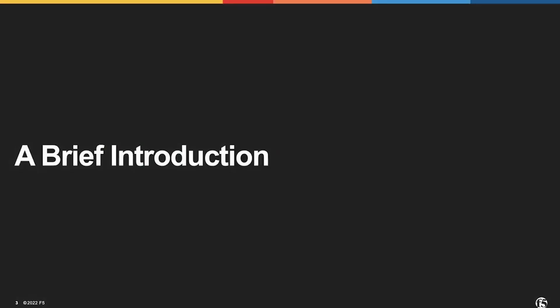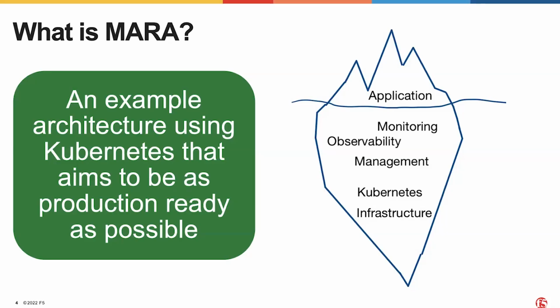To start with, let's go through a brief introduction of what Mara is. So what is Mara? The answer we like to give is that it's an example architecture using Kubernetes that aims to be as production ready as possible. But there's a lot behind that statement.